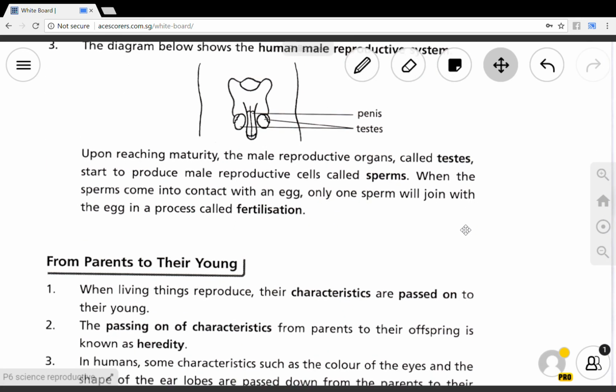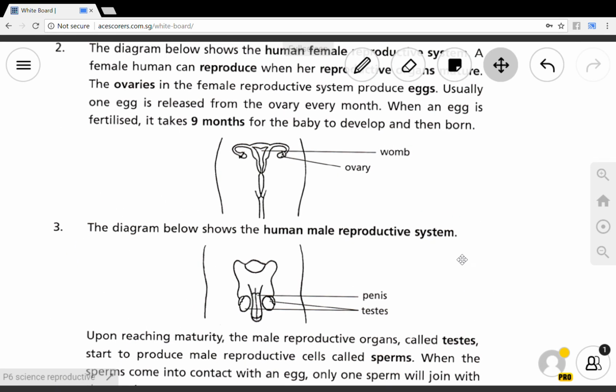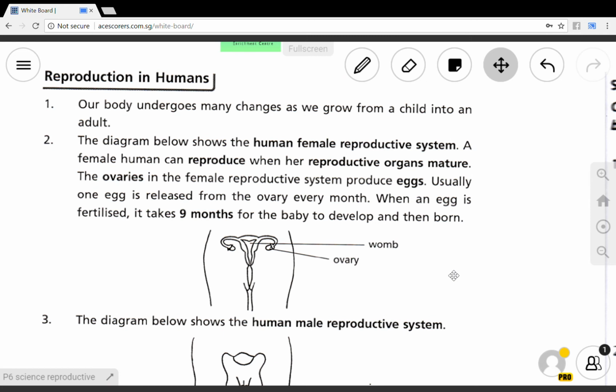You need to understand and be able to describe the fertilization process. By the way, here we talk about how the body undergoes many changes as we grow from a child into an adult. At what age does that happen? Girls and boys are different. For girls, it's about between 10 to 13. Girls are earlier, whereas for boys, usually around Sec 2, Sec 3 to Sec 4.